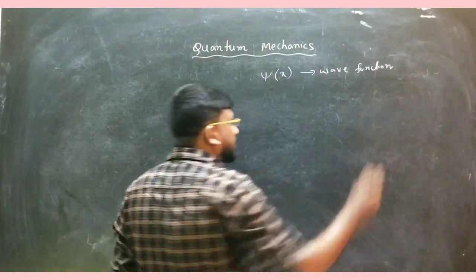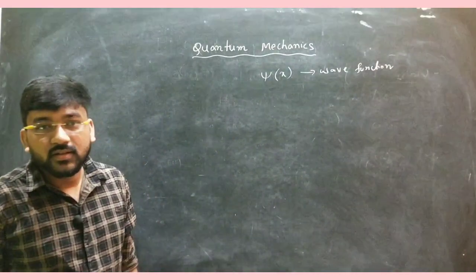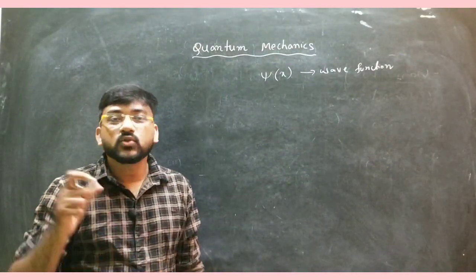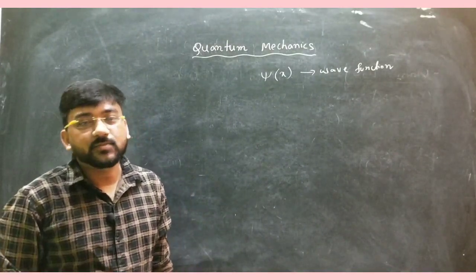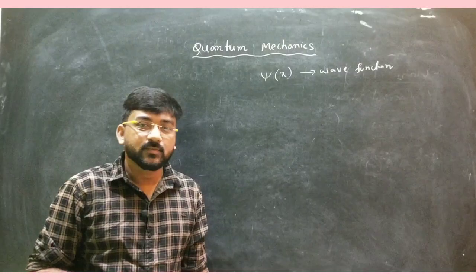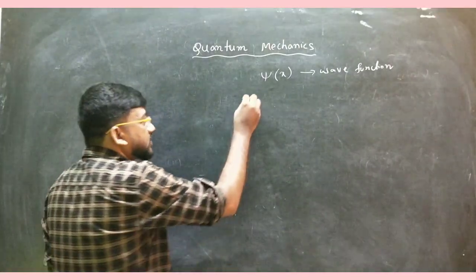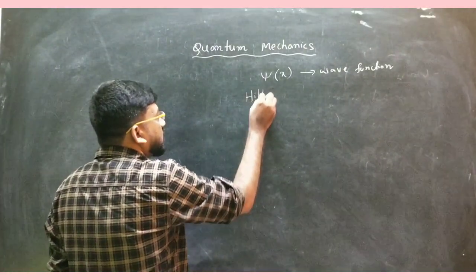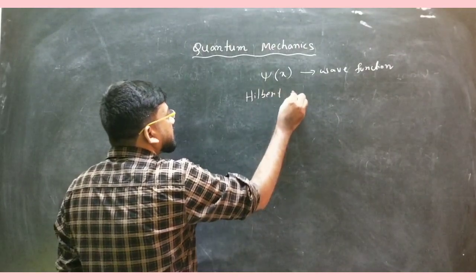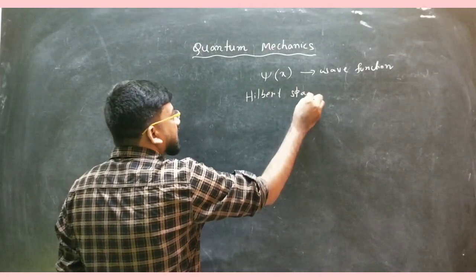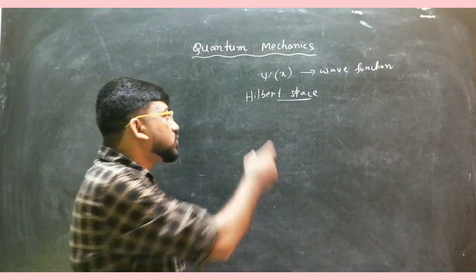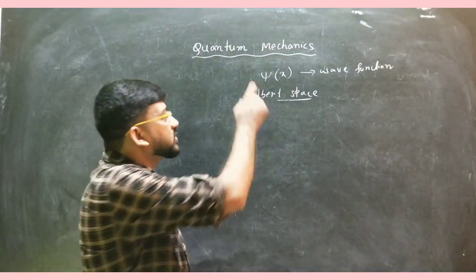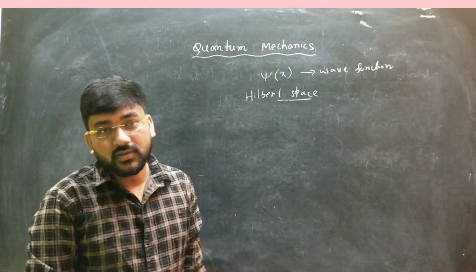Now in mathematics, this wave function belongs to Hilbert space, and that is nothing but a linear vector space, a special kind of linear vector space that is called Hilbert space. This wave function psi belongs to this Hilbert space. So we need to know the properties of Hilbert space associated with these kinds of functions.